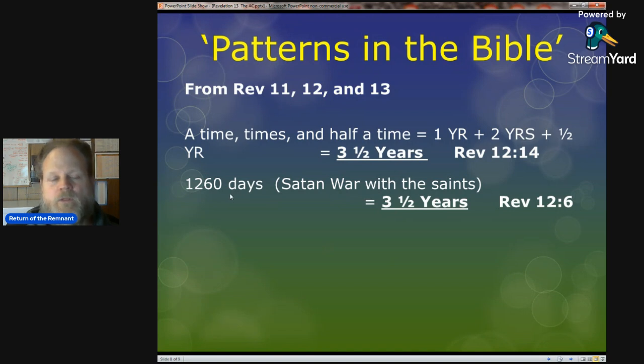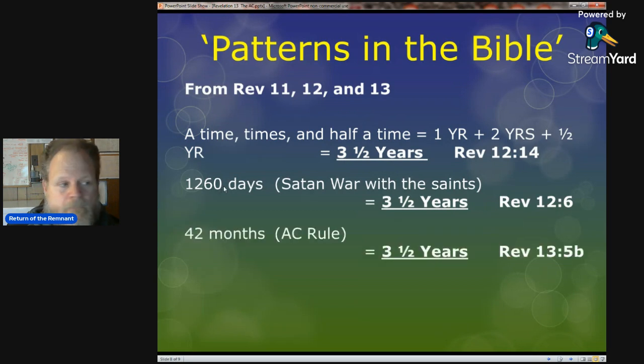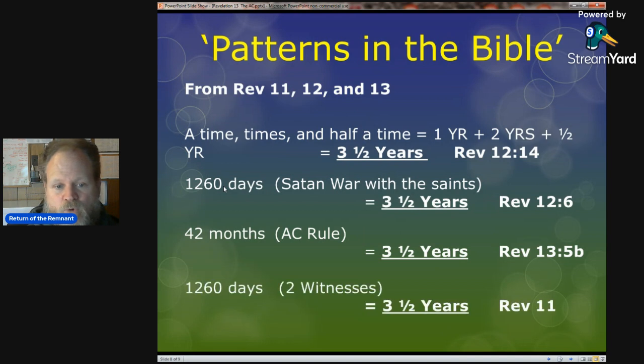How is he going to do it? Through the Antichrist that we read about in Revelation 13. When the Antichrist gets to his full seat of power and is given dominion and authority from the dragon, aka Satan, he will then wage war on the saints for 1,260 days, or 42 months, or 3.5 years. We see that there with the Antichrist's rule.